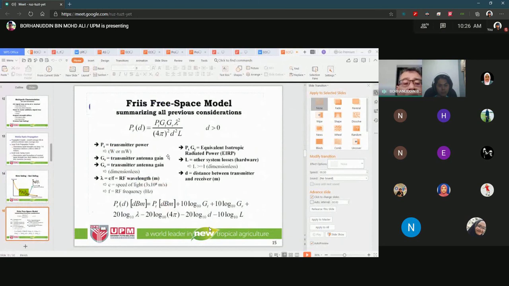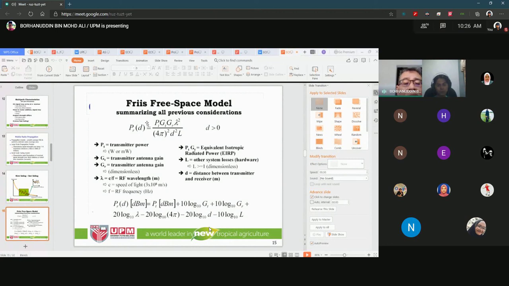Free space model. Yeah, all these factors ni, the power received over this distance d is equal to this equation: power transmitter, gain of the transmitter, gain of the receiver, times lambda, which is the wavelength squared, divided by 4 pi squared because it is a sphere, and distance factor d squared times L, which is other losses, feeder losses dan sebagainya.